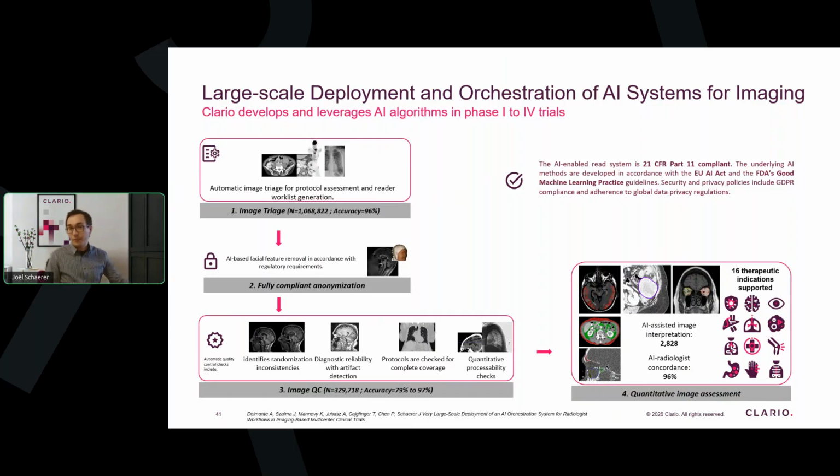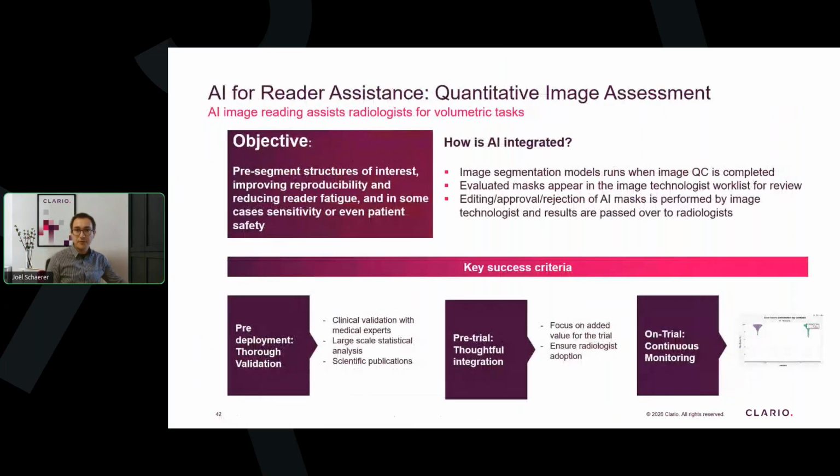And finally, the most important aspect of AI in clinical trials is using it to help with image interpretation. This can range from reader assistance to more involved use of AI, all the way to new biomarkers that are enabled by AI. For this presentation, I'll focus on this last part, AI-assisted image interpretation. On the next slide, we'll start with read assistance.